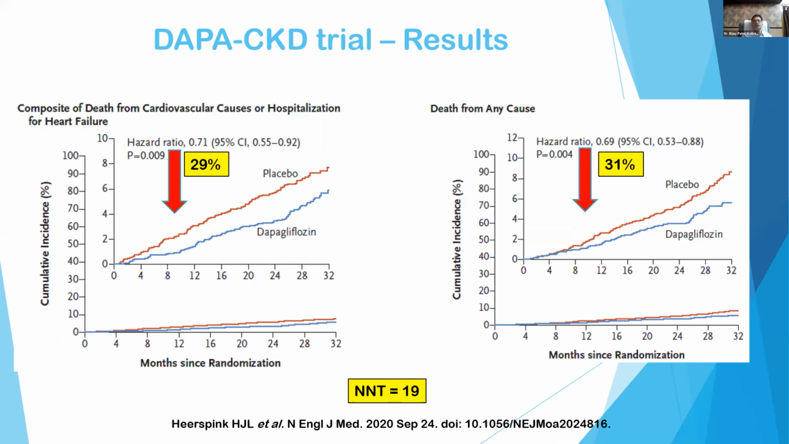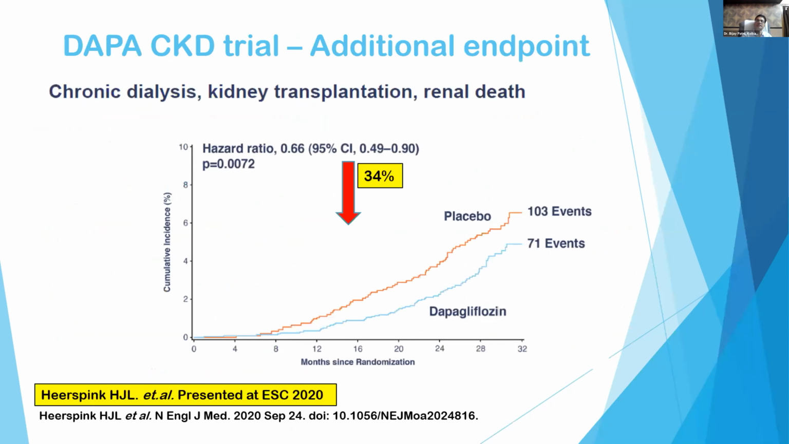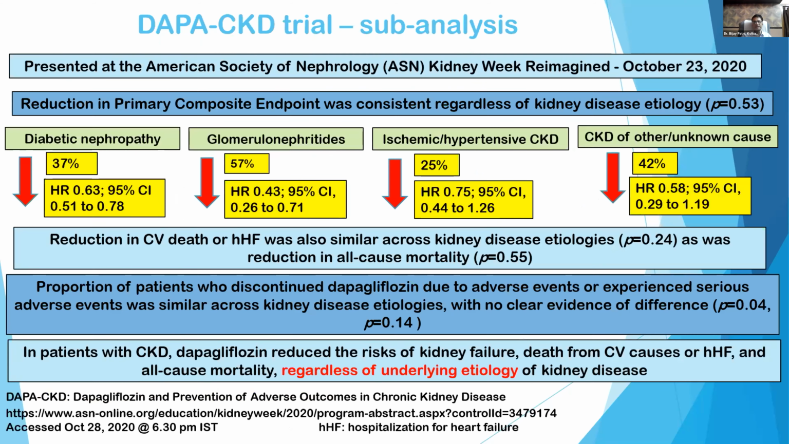And if you look at the composite of death from cardiovascular causes and hospitalization for heart failure, there was a 29% reduction, or death from any cause, it was 31%. Along with that, this was the additional endpoint where we found a 34% reduction with chronic dialysis, kidney transplantation, and renal death. So overall, the DAPA-CKD study, a CKD trial, has shown us a light at the end of the tunnel where we can use this particular molecule for renal protection.